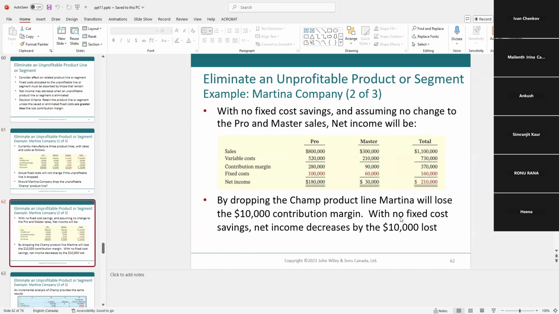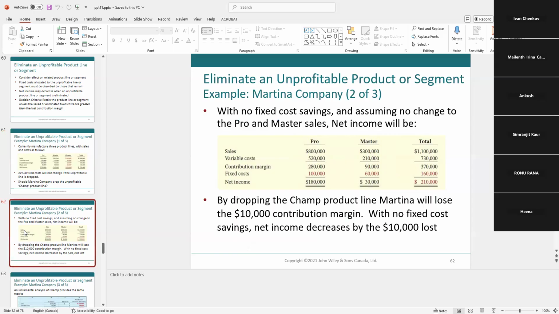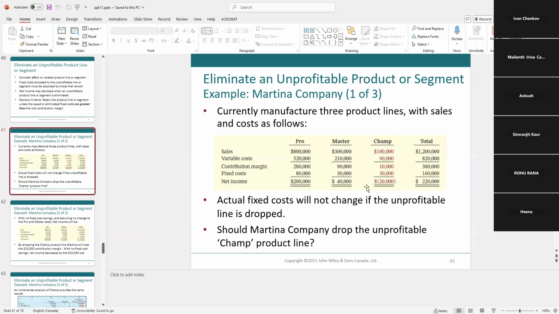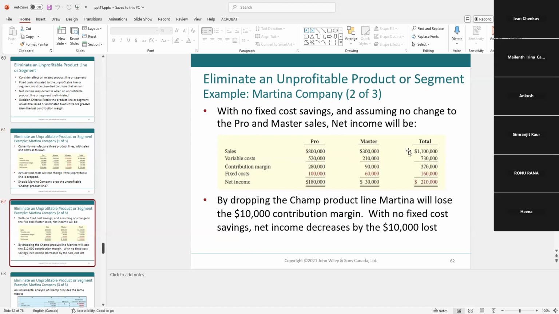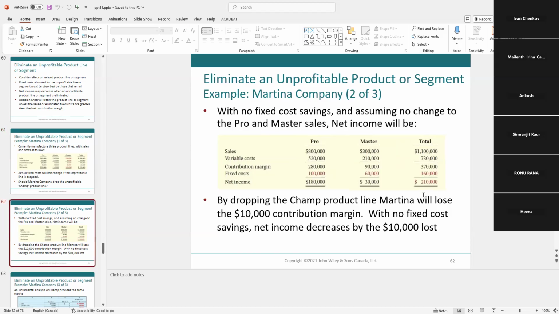So for that reason, dropping that division, which looks unprofitable, is not going to be the wise decision. Again, why? Because we cannot change the fixed cost. So even if it looks like we're losing money, we're not actually losing money here. We're making $10,000 from the contribution margin of this product, which is adding to the overall income of the company. Because if you drop that division, our income is going to go down by $10,000. So we're going to lose $10,000. It looks like a wise decision, but in fact, it's not a wise decision.